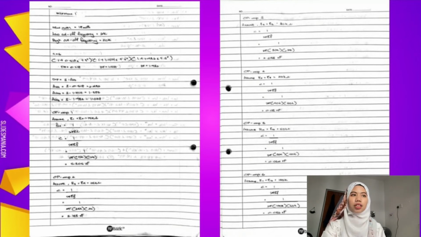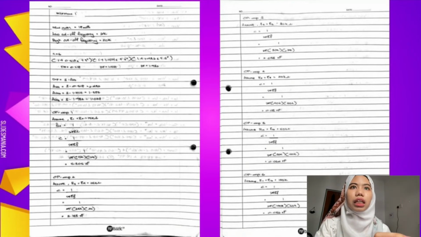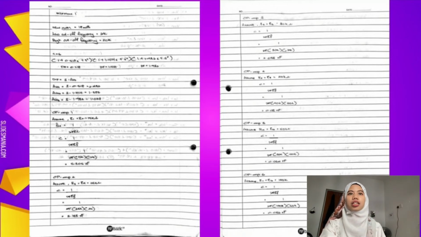So first, for OPM1 we assume R1 equal to R2, 50 kilo ohm, and we get the answer 5.305 nanofarad. For OPM2 we assume R3 equal to R4, 25 kilo ohm, and we get the answer 3.183 nanofarad. For OPM3 we assume R5 equal to R6, 30 kilo ohm, and we get the answer 2.658 nanofarad.